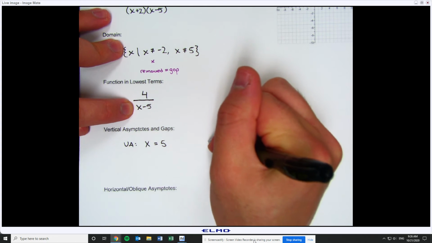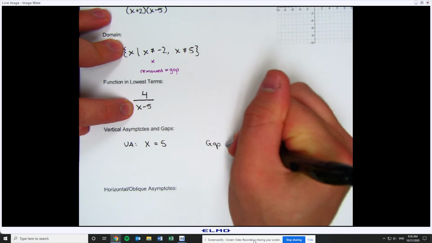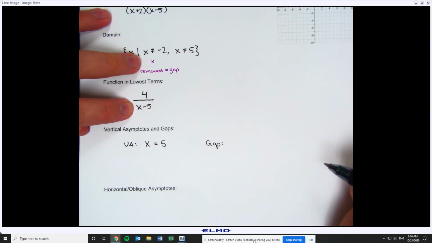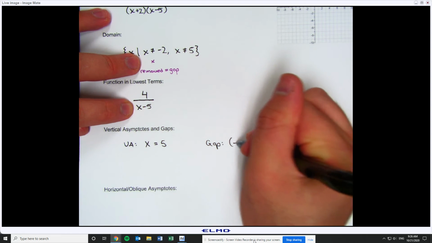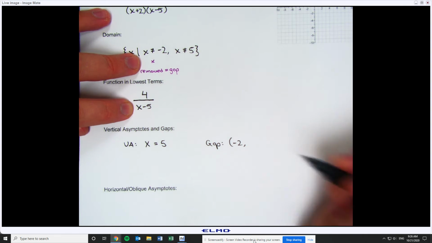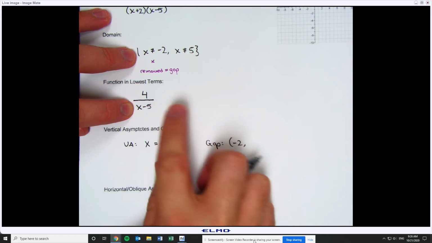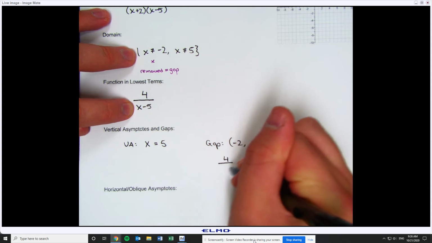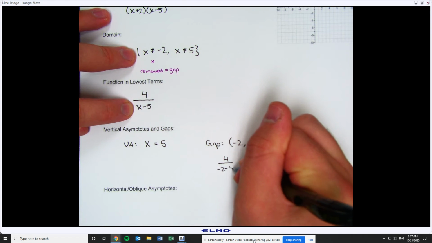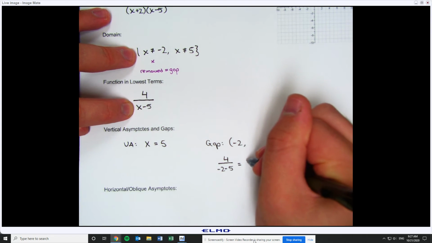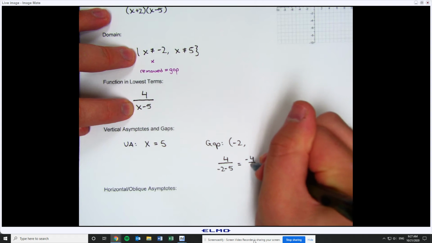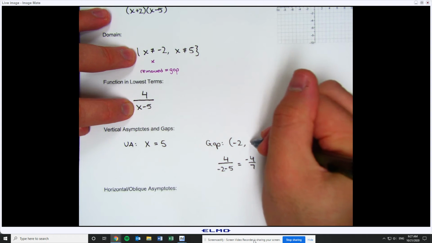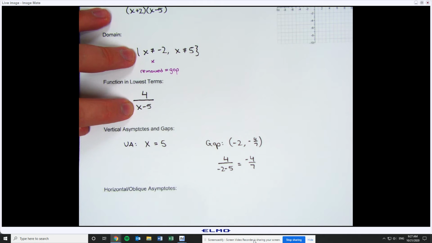And then for my gap, I see that I removed the value -2. So to figure out the y value, I'm going to plug -2 in over here. So I have 4 over -2 minus 5. That gives me -4 over 7. All done.